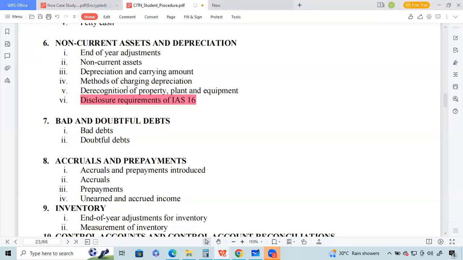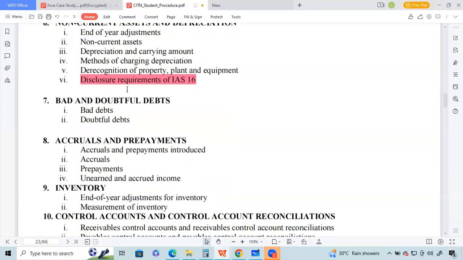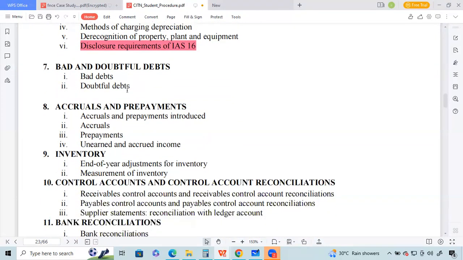So we'll be talking about non-current asset, and the non-current asset that we are only focusing on is the tangible, not intangible. We'll also be talking about depreciation. Then we'll also be looking at what we refer to as bad and doubtful debt.